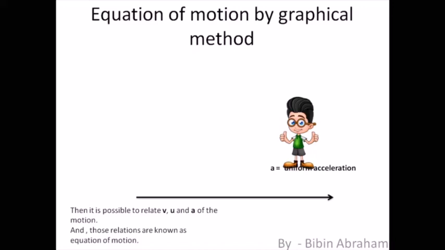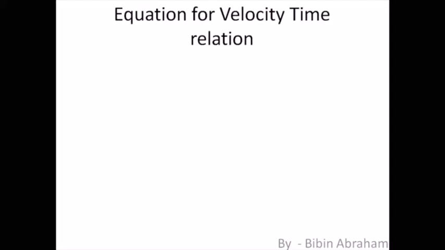Okay, one more thing. These equations of motion were first discovered by none other than the great physicist Sir Isaac Newton, right? He discovered these equations of motion. There are three equations of motion: Newton's first equation, Newton's second equation, Newton's third equation. All right. So the first is the equation for velocity time relation. Like I said in the topic, we will derive these equations of motion with the help of graphical method, right? Okay, so let's get started.